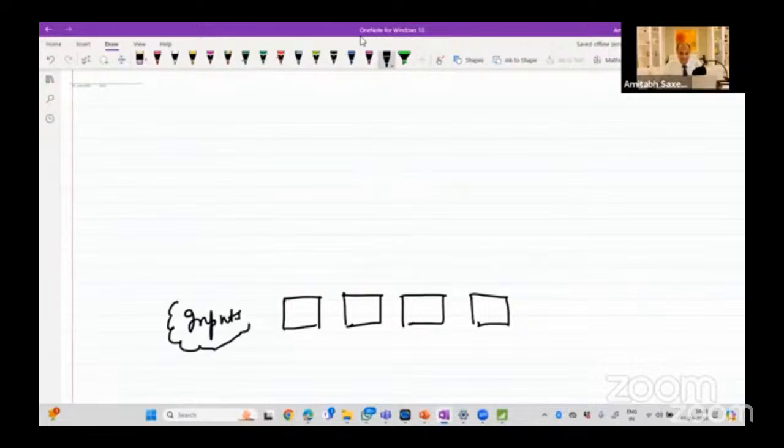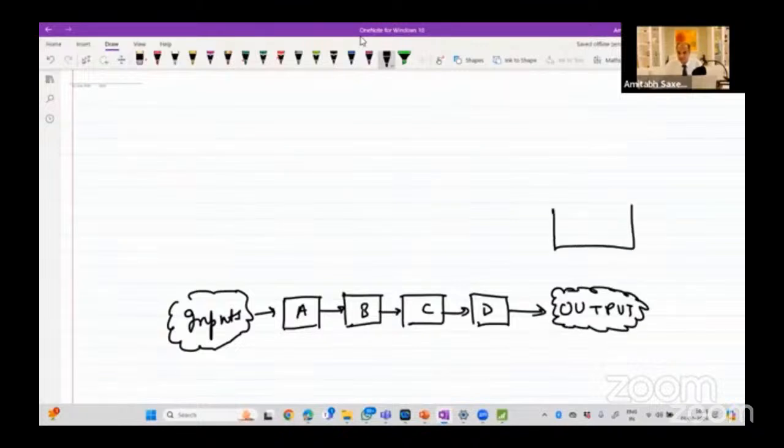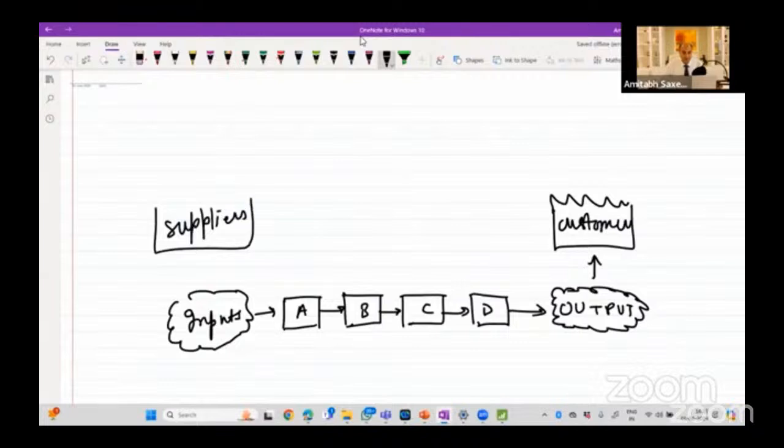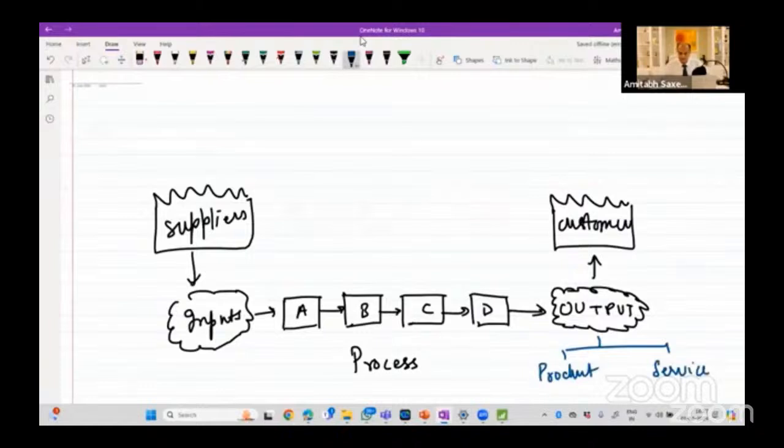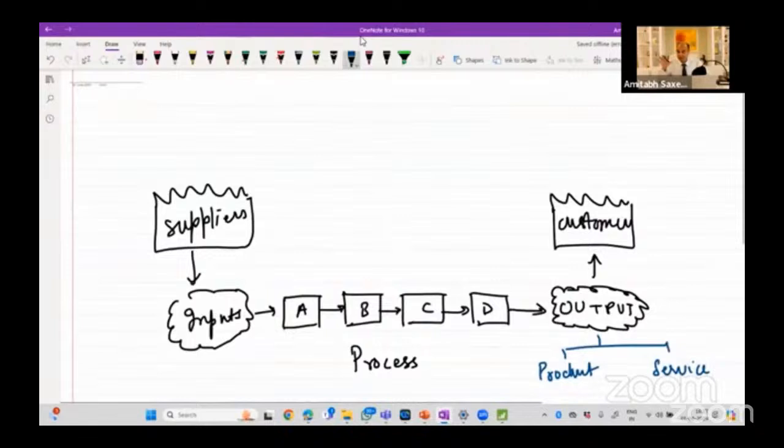taking certain inputs, and through a series of process steps, it is converting them into an output which is consumed by the customer. The outputs are consumed by the customer, and suppliers are supplying the inputs. So this is the process. Through a series of process steps, we are creating an output. The output could be either a product or a service. There is no third type of output.